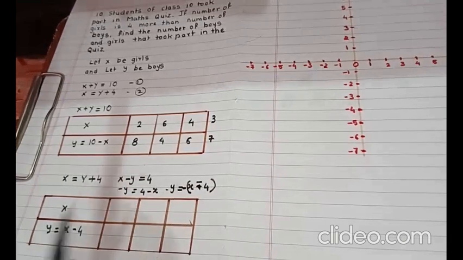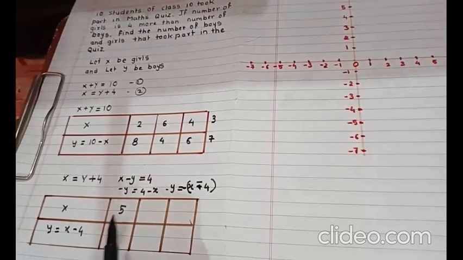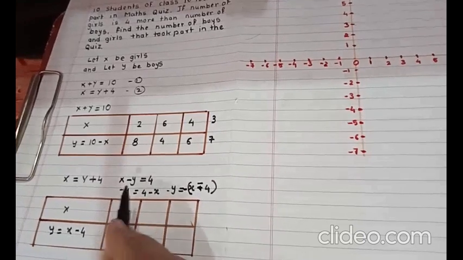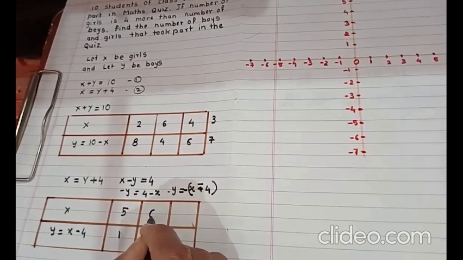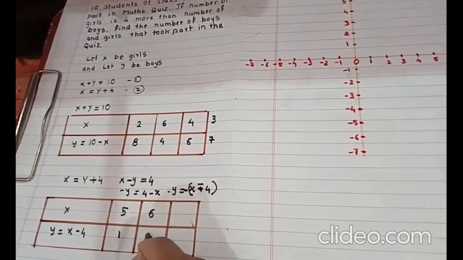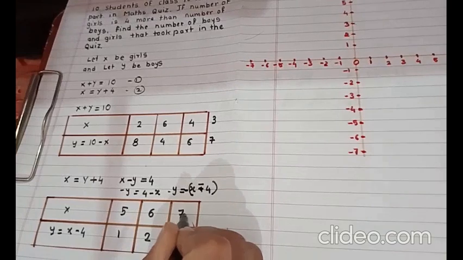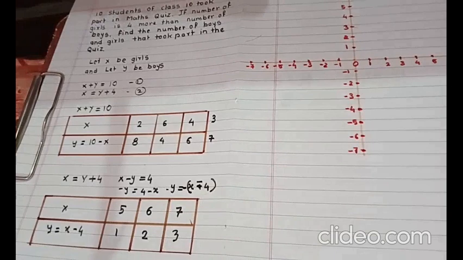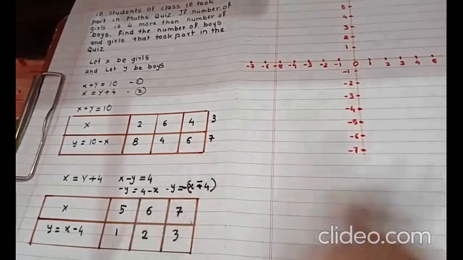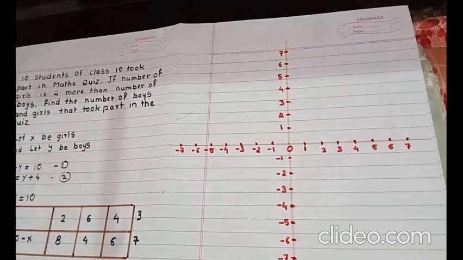So if I put the value of x as 5, I will get here 5 minus 4, that is 1. If I put the value of x as 6, I will get the value 6 minus 4, that is 2. And if I put the value as 7, I will get 7 minus 4, that is 3. So you get 3 points for every equation. Now we are just going to draw the graph.